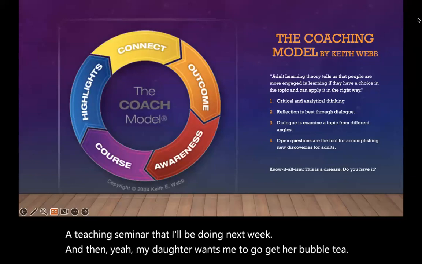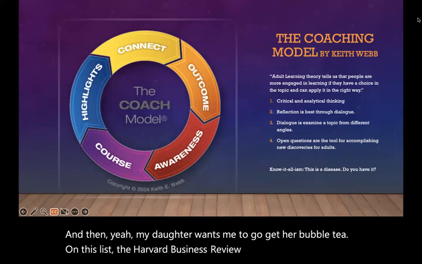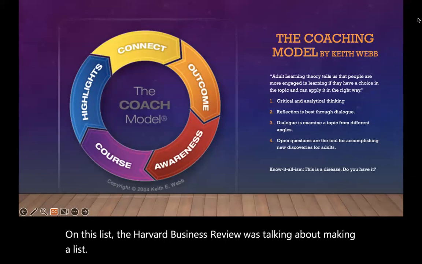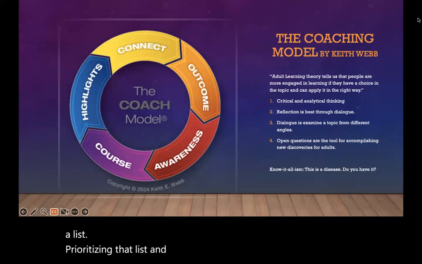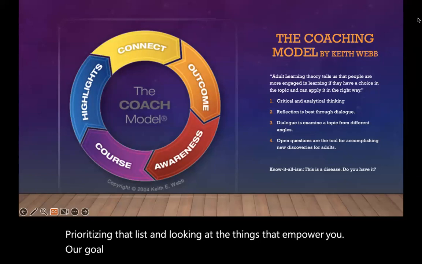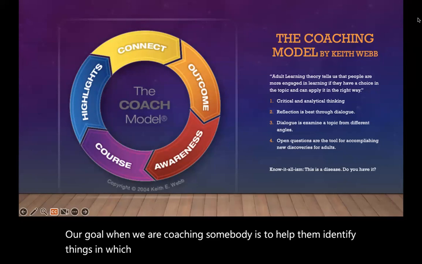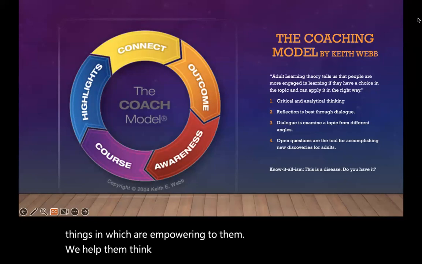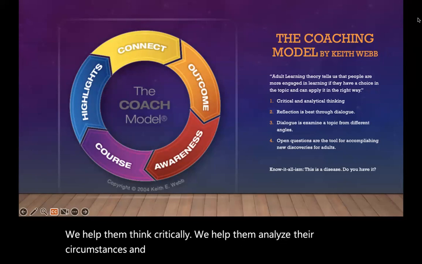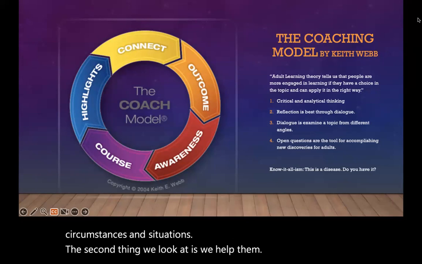On this list, the Harvard Business Review was talking about making a list, prioritizing that list, and looking at the things that empower you. Our goal when we are coaching somebody is to help them identify things which are empowering to them. We help them think critically. We help them analyze their circumstances and situations. The second thing we look at is we help them reflect.